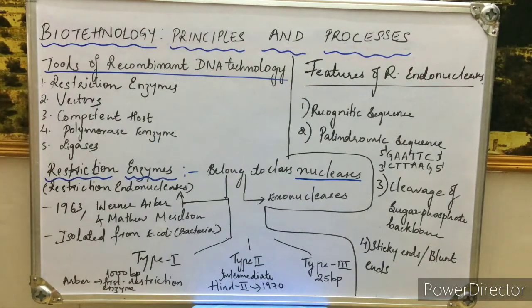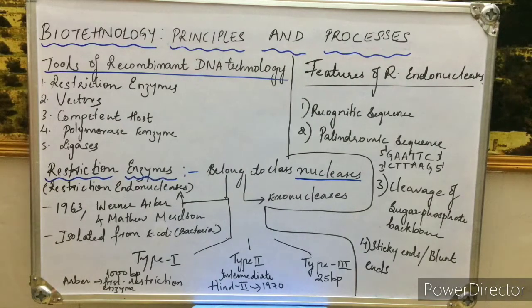Next is the polymerase enzyme. DNA replication takes place with the help of the enzyme known as DNA polymerase. So, to form the multiple copies, once again we need the polymerase enzyme.